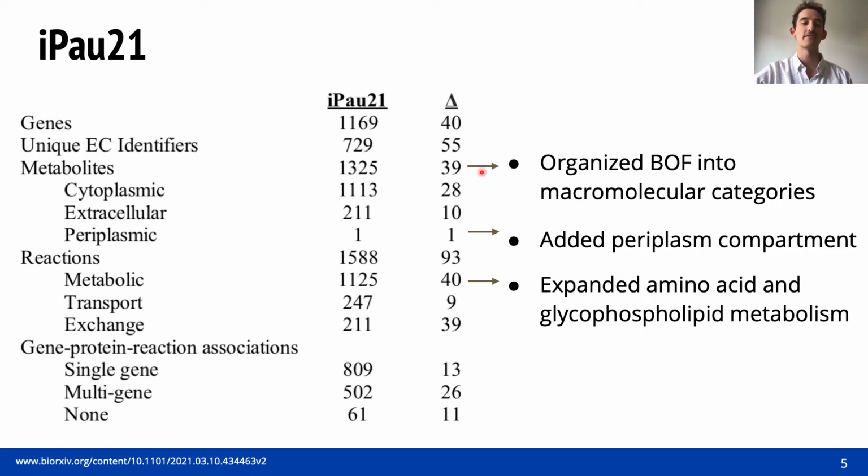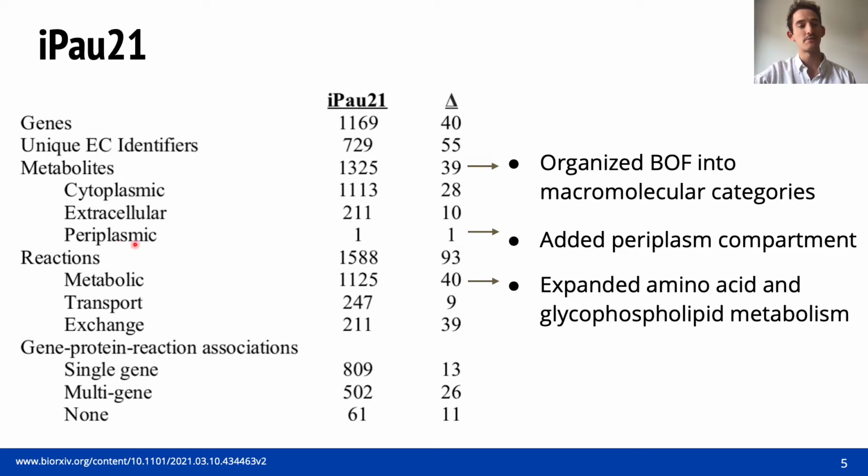Something I wanted to point out within the metabolite category is that we organized the biomass objective function into macromolecular categories. So now when you read it, instead of seeing a jumble of a bunch of different metabolites, you're going to see things like RNA, protein, DNA, which mean more biologically.